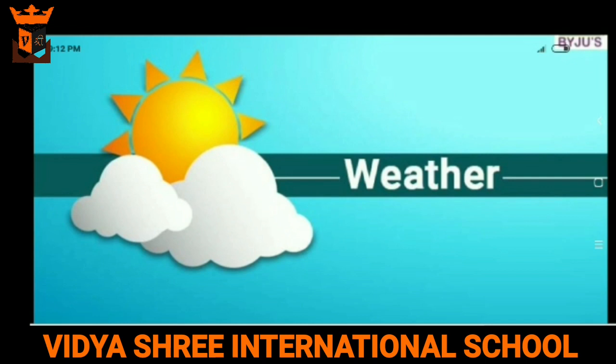Now let's understand weather and climate. So in this, first we will understand what weather is. Beta, weather is the hour to hour and day to day condition of the atmosphere.